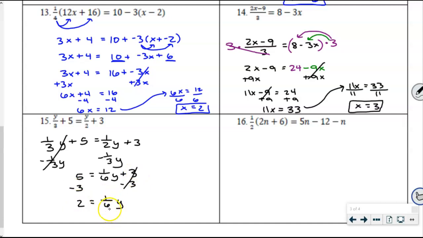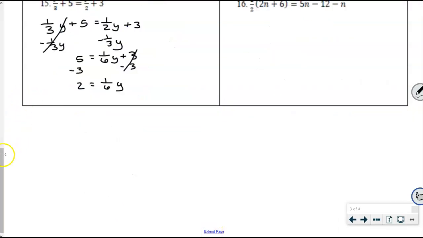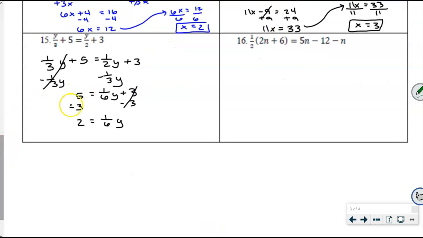Now, lots of ways you can do this too. How can I undo multiplying by 1/6? We can divide. But also, I hope you're feeling comfortable with fractions to know if I just had 6 of these, isn't that going to undo the 1/6? That's a lot easier for me to do in my head. 6 times 2 is 12.